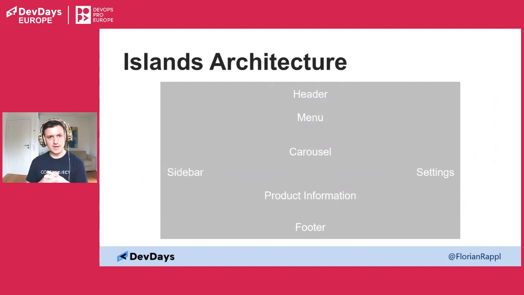So how is this happening? Well, there are several kinds of triggers that can be used in an islands architecture. Let's say our website looks a little bit like this. So we have a header, we have a footer, sidebar, and whatnot.